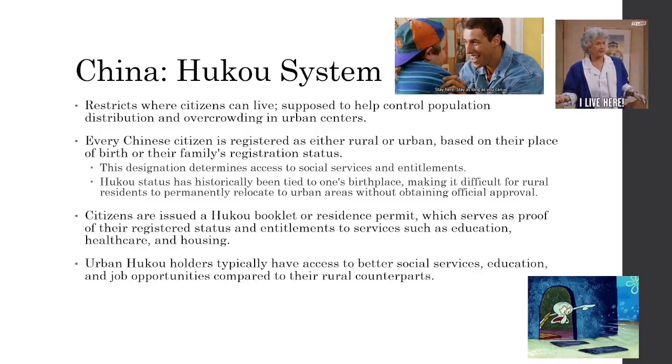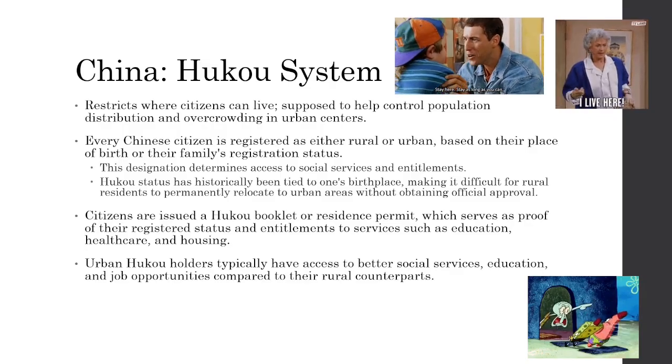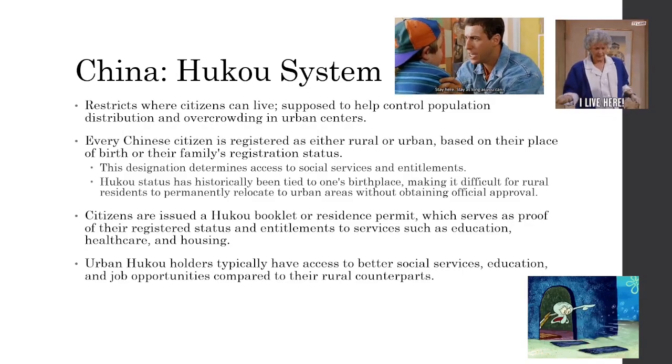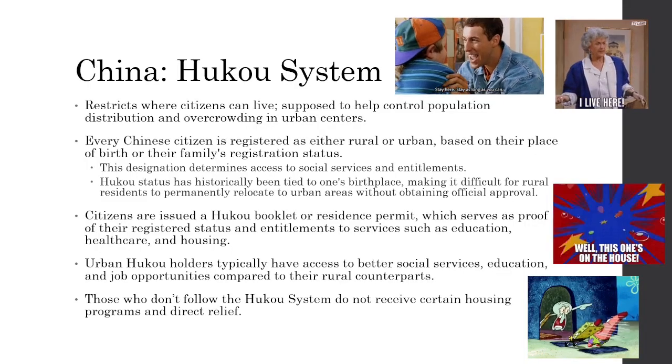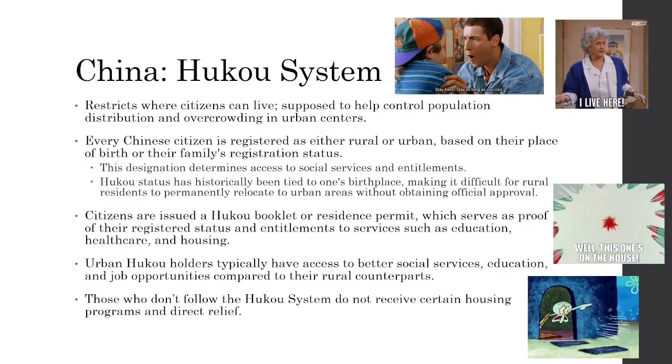Urban holders typically have access to better social services like education and job opportunities compared to their rural counterparts because the demand is greater and the provisioning is greater in urban areas. Those who don't follow the system will not receive any programs in direct relief from the government.